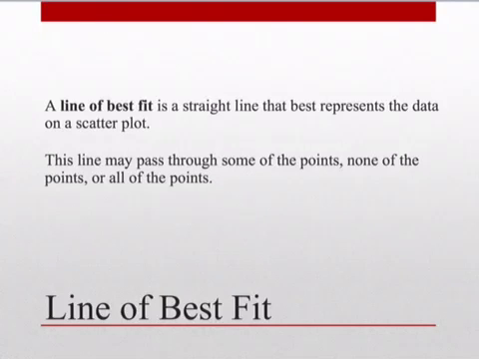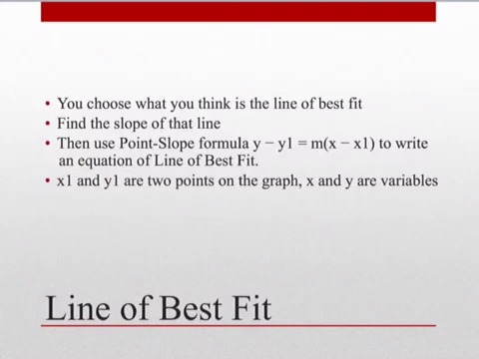Right. When we have scatter plots, we're going to concentrate on what's called the line of best fit. The line of best fit is just a straight line that represents the data on a scatter plot. The line of best fit can go through some of your points, it can go through all of them, or it can go through none of them. It's kind of up to you what the line of best fit is. So after you choose what you think the line of best fit is, we're going to find the slope of that line by taking 2 points, subtracting your y's, subtracting your x's, and then we're going to plug them into the point slope formula.